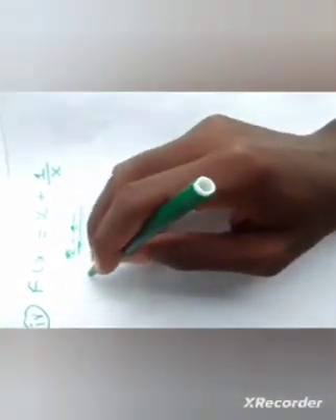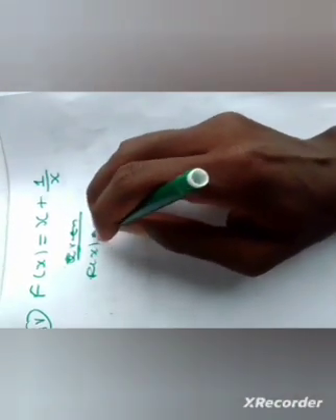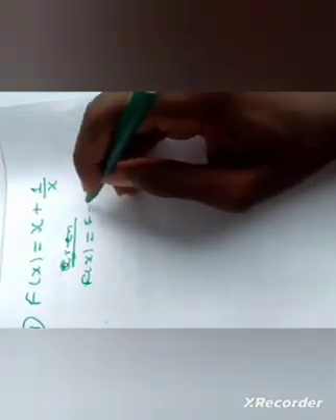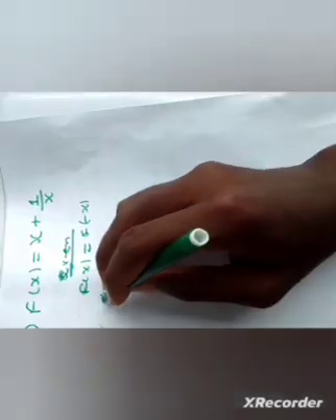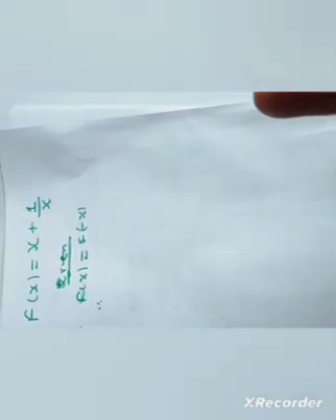So if it is even, it means that the original function should be equal to what you get when you substitute x with negative x. And I think this one should be your homework. You who's watching this, I want you to try this out and comment in the comment section.